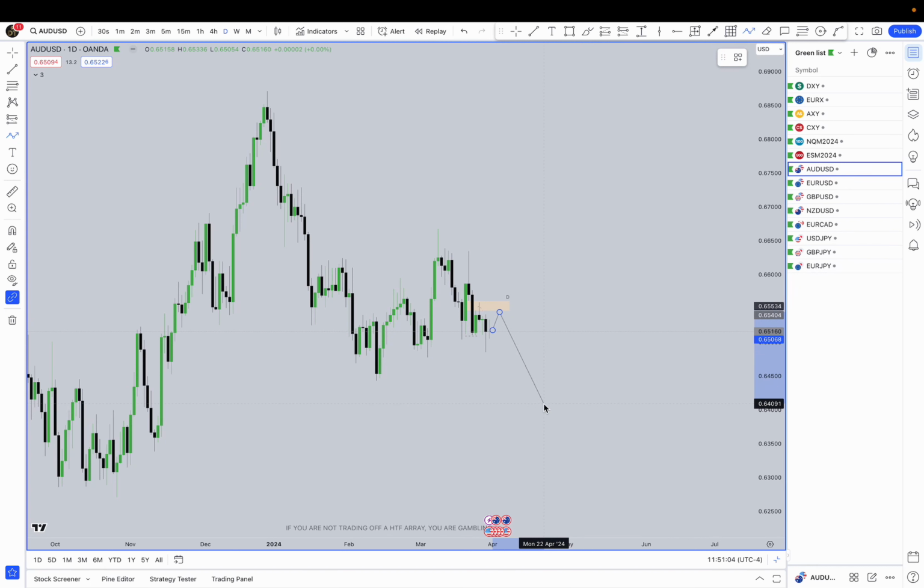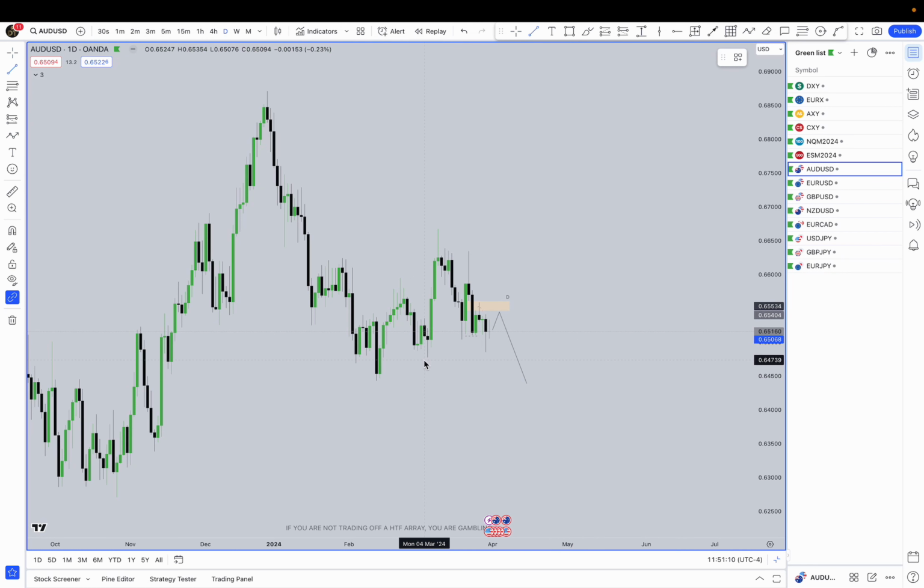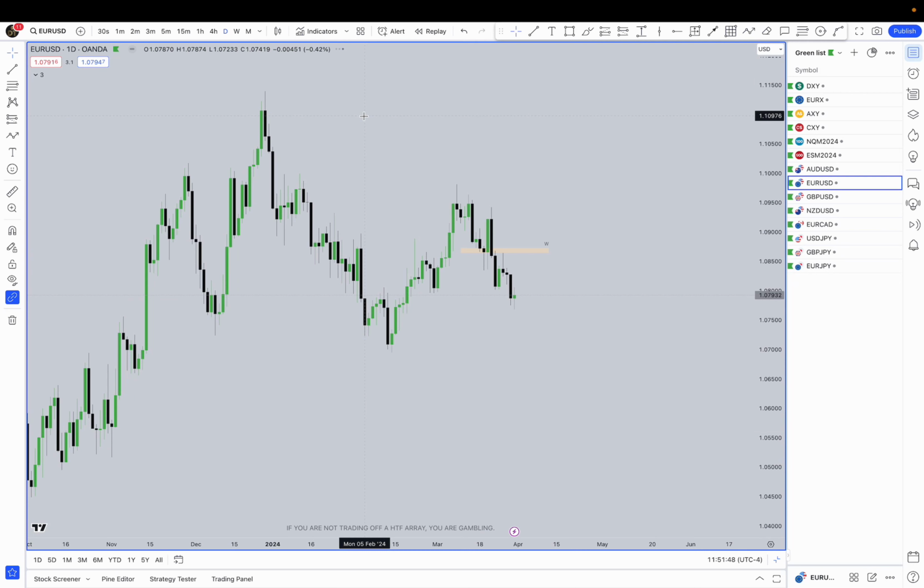And when DXY goes higher, AU will go lower. And low-hanging fruit for this week will be swing lows. This is swing low. Also this swing low. This will be our targets. All right, let's take a look at EU.